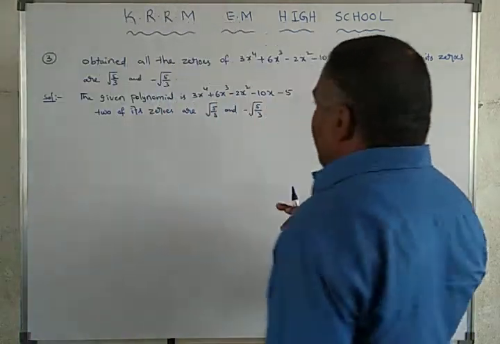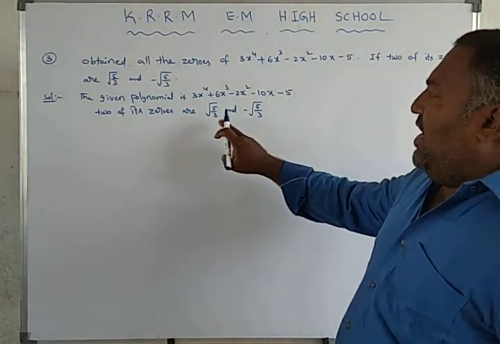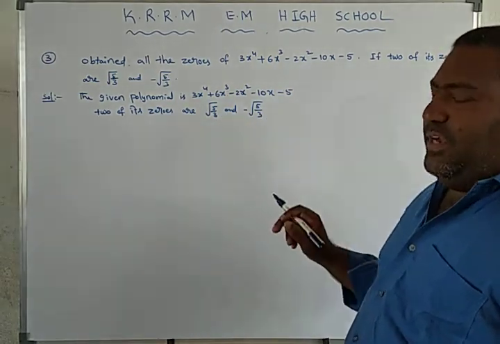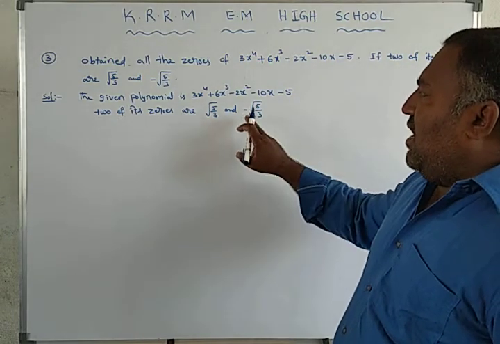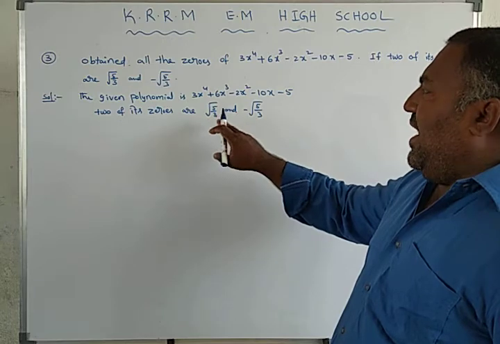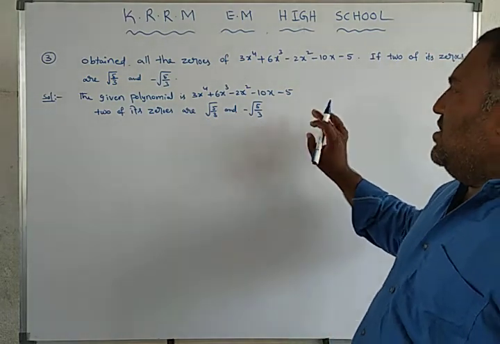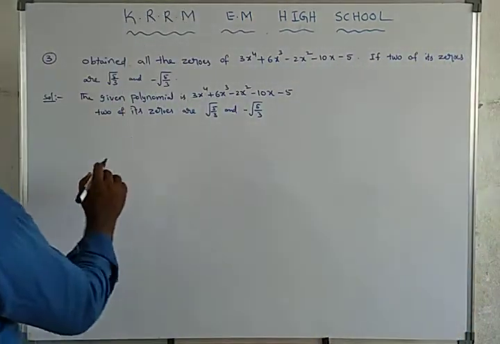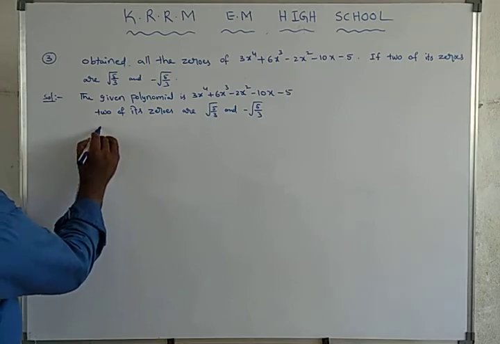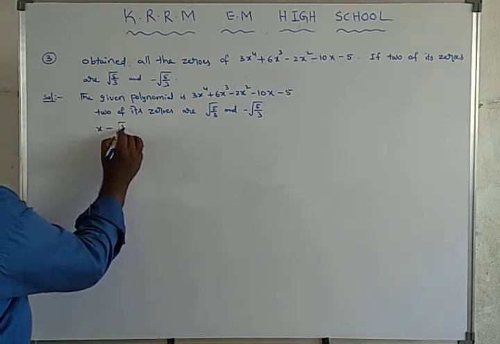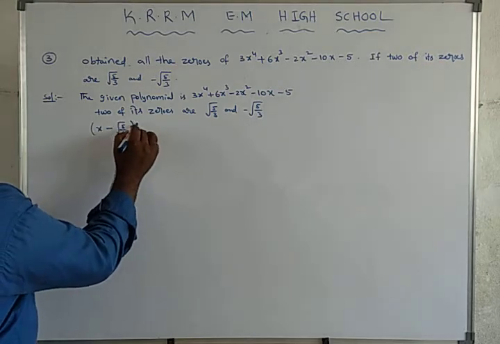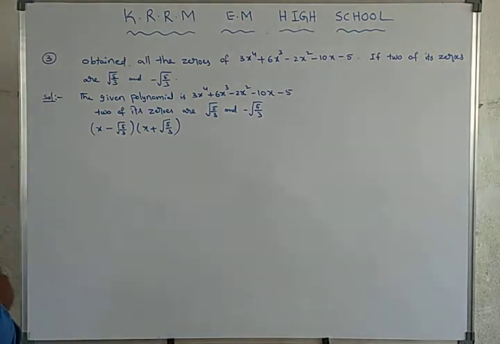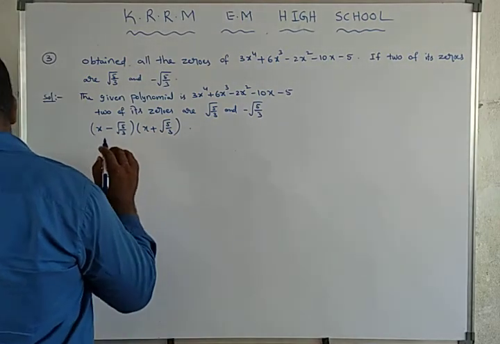So that means the quantity which is the factor of the given polynomial. This one is to be taken as alpha, this one is to be taken as beta. So alpha, beta are the zeros of this polynomial. Then x minus alpha into x minus beta is a factor of this polynomial. So that means x minus root 5 by 3 into x plus root 5 by 3 is a factor of the given polynomial.